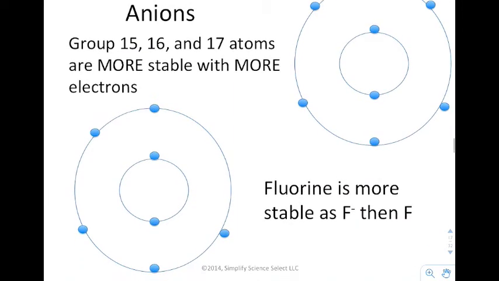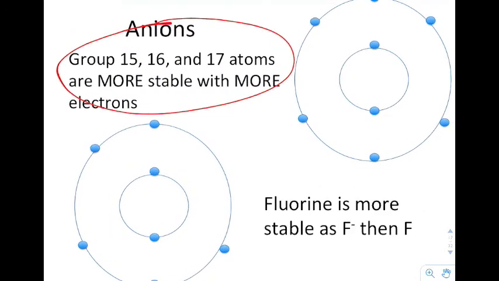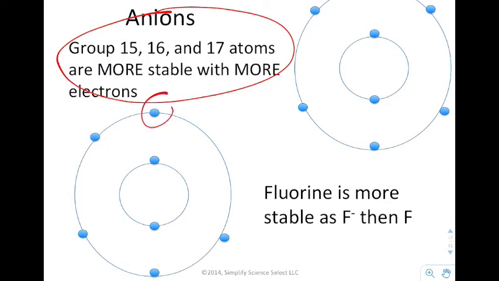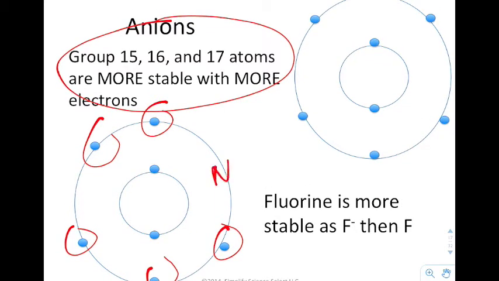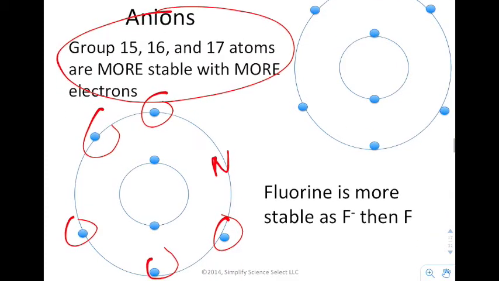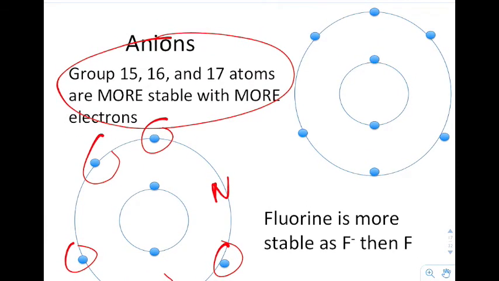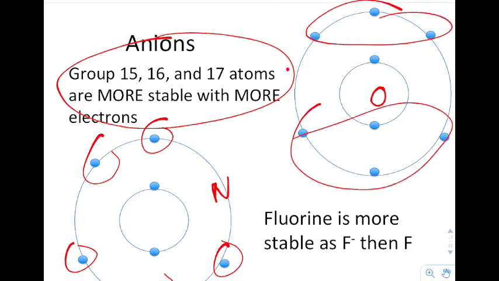Anions are group 15, 16, and 17 and are more stable with more electrons. So if you were to look, you have 1, 2, 3, 4, 5 valence electrons right there. This right here would be an example of nitrogen. So nitrogen is not particularly stable because it doesn't have enough electrons. This right here is oxygen. It has 6 electrons and it's not particularly stable. But if I were to add 2 electrons to it, it would have 8 in its valence shell. If I were to add 3 electrons to nitrogen, it would be stable with its valence shell.